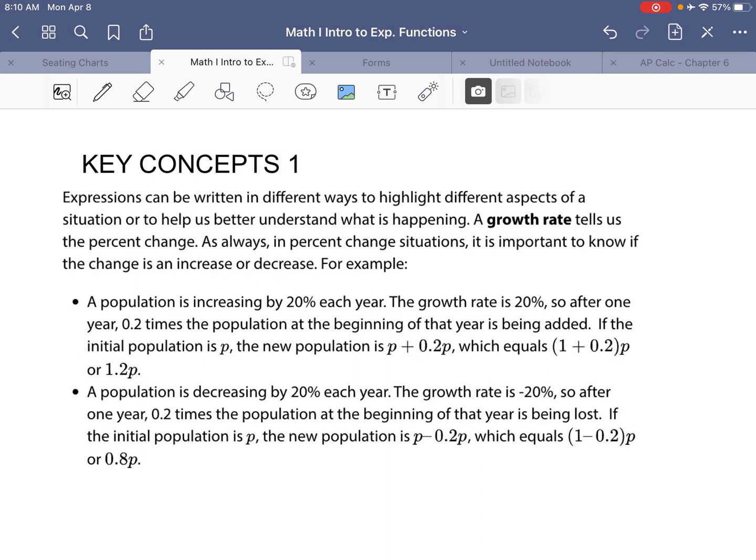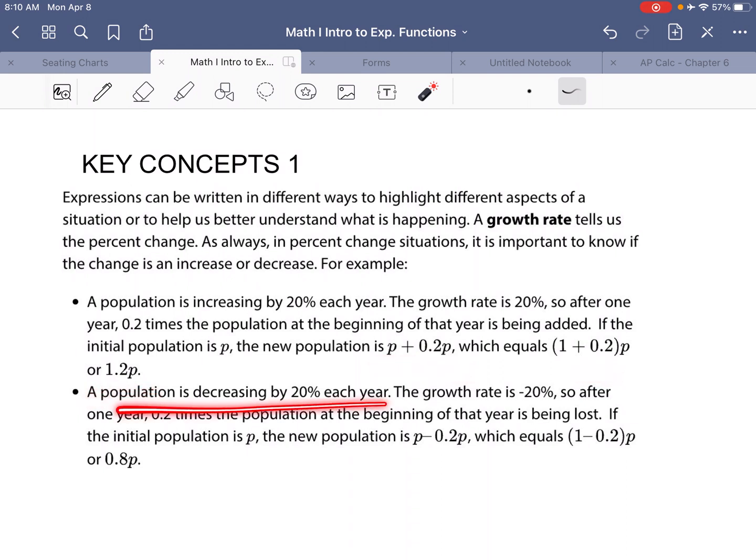So after 1 year, 0.2 times the population at the beginning of that year is being added. If the initial population is P, the new population is P plus 0.2P, which is 20% of the population. Or we could write it as 1 plus 0.2 times P, or just 1.2P. So that's three different ways already that we can write this.